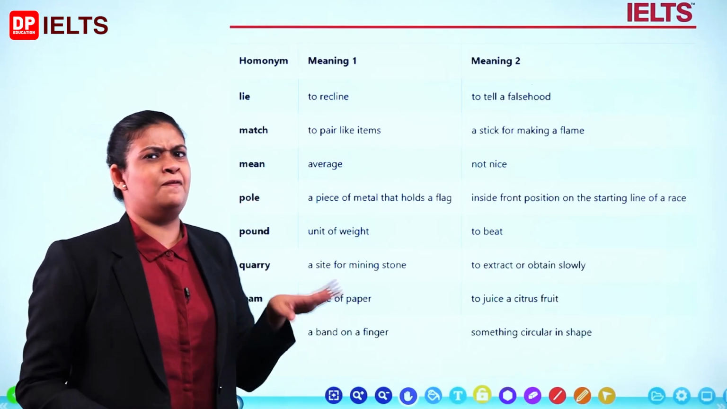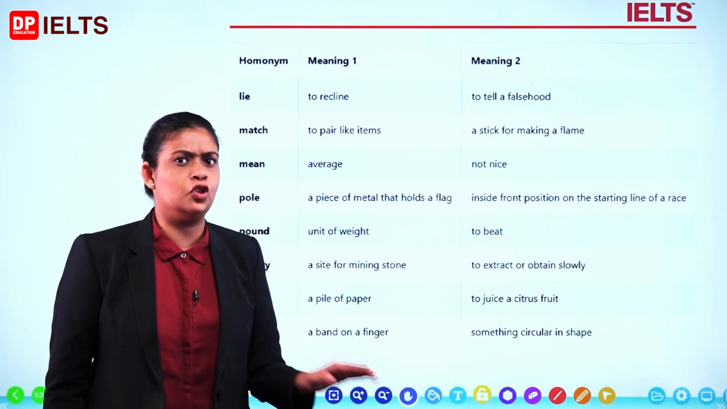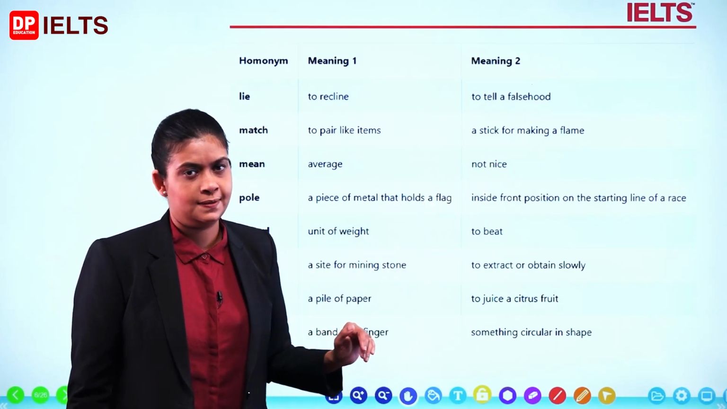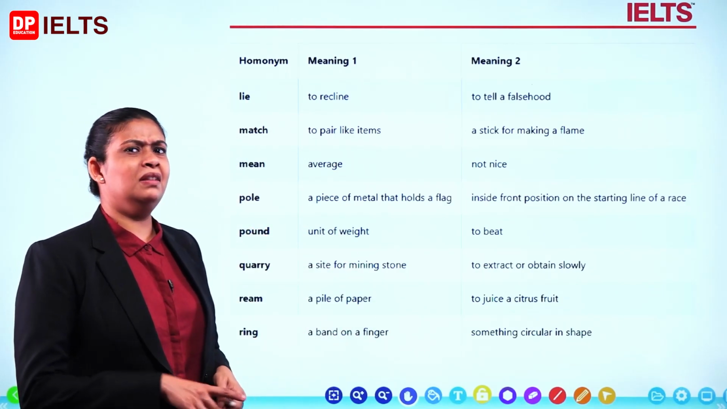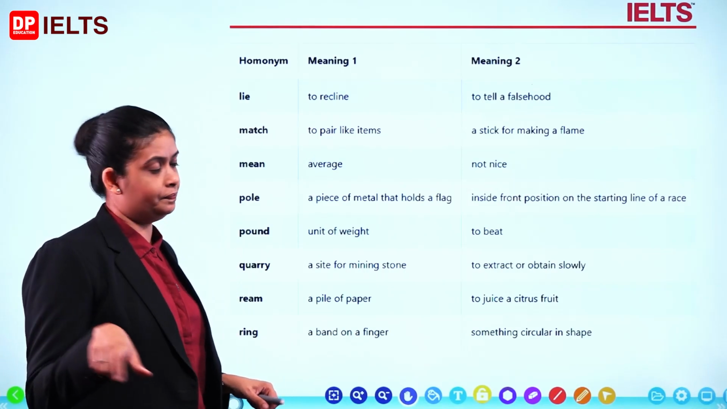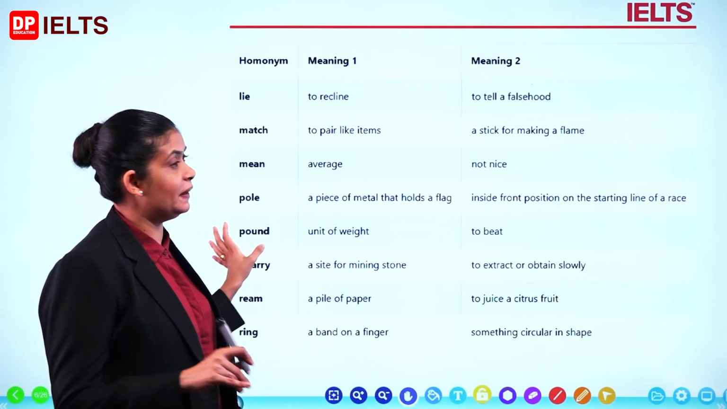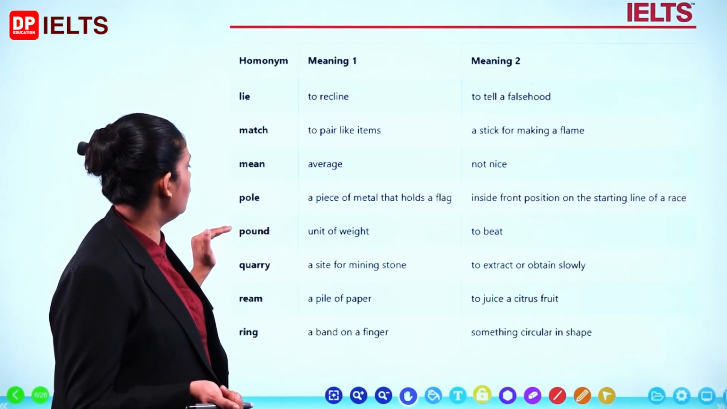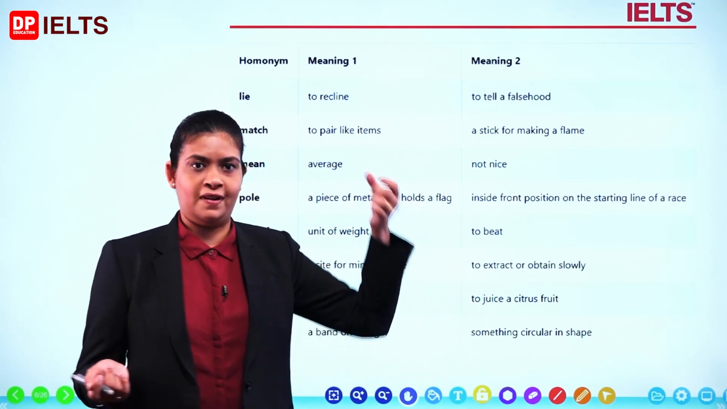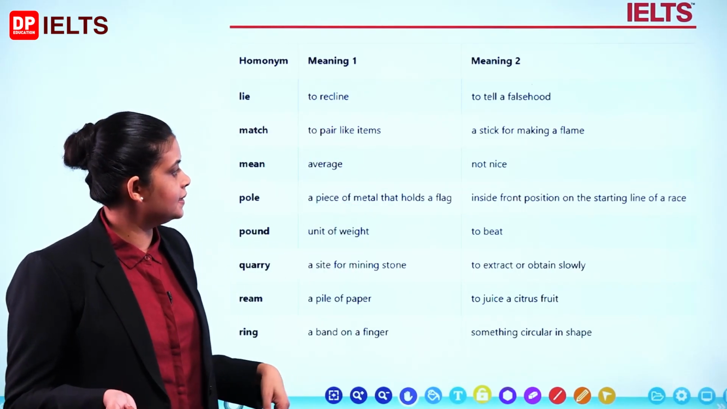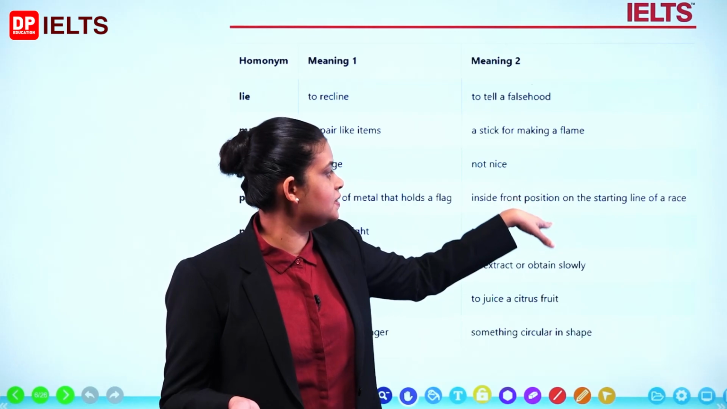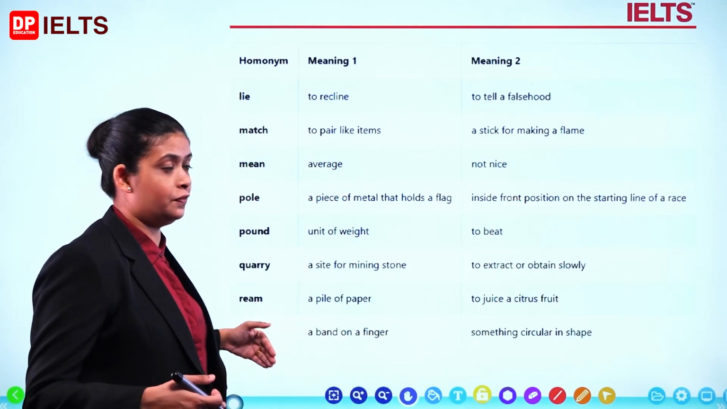Mean. She's a very mean person. I don't like her. Mean, not nice. Oh, I mean, that's the mean of the numbers. Mean means average, right? So pole, right? A piece of metal that holds a flag, a pole, right? And then pole is the inside front position on the starting line of a race.